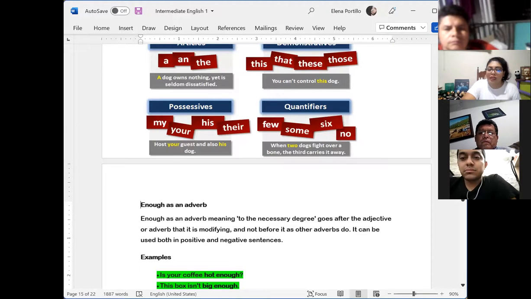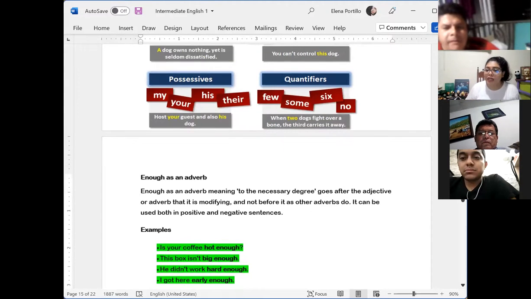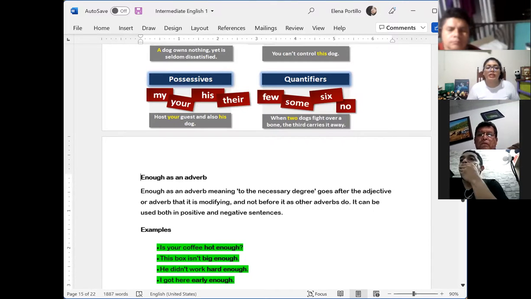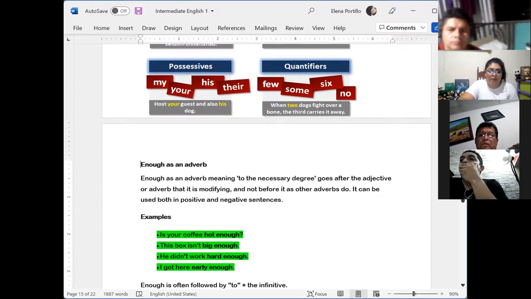And we have some examples. Is your coffee hot enough? This box isn't big enough. He didn't work hard enough. I got here early enough. Así lo vamos a escribir después del adjetivo o del adverbio que estamos modificando, así como aparecen en los ejemplos.